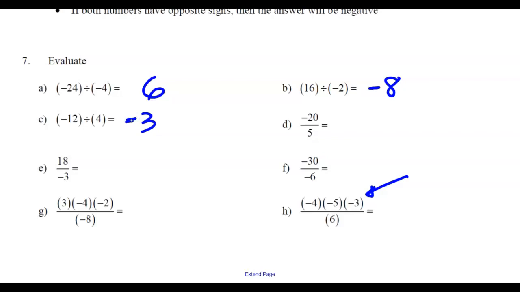So those were shown with the division symbol. Now you might see dividing in fraction form. So you go 20 divided by 5 is 4, one negative sign. 18 divided by 3 is 6, one negative sign. 30 divided by 6 is 5, two negative signs, so that would be a positive.